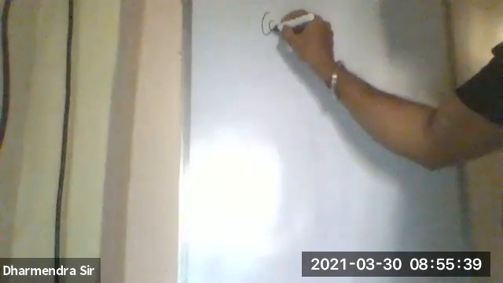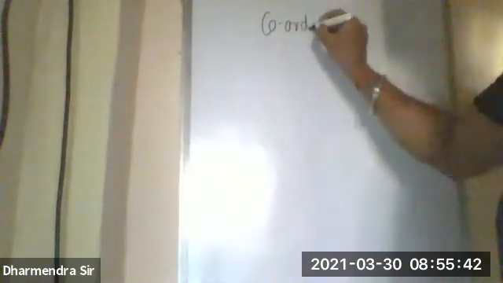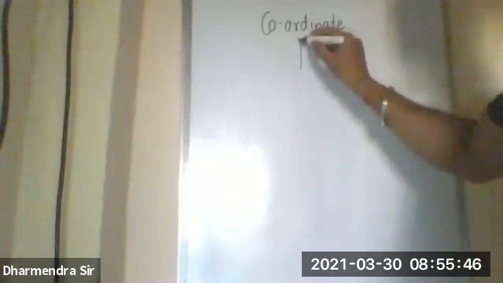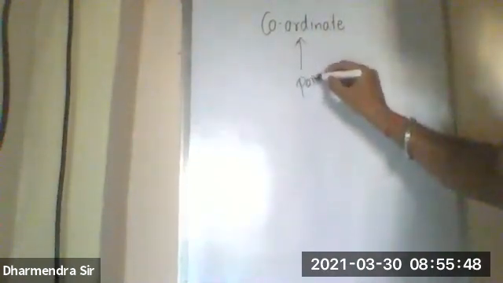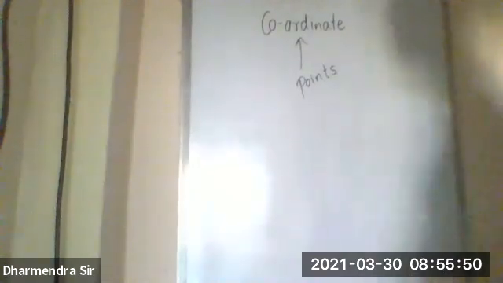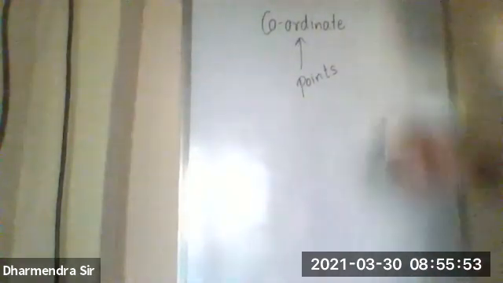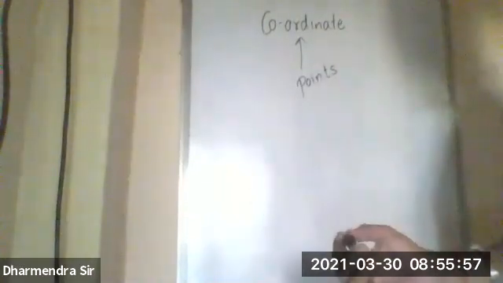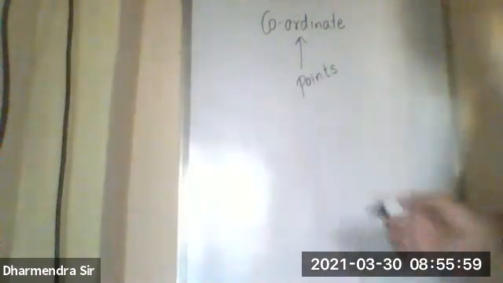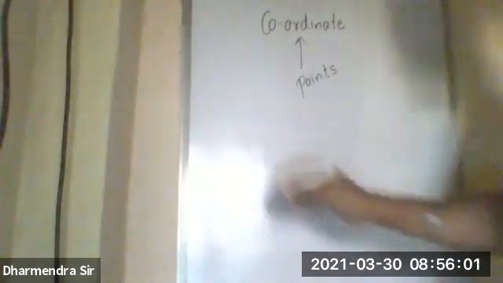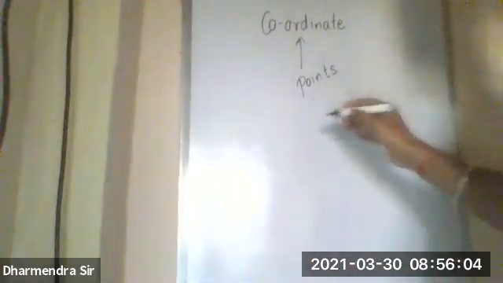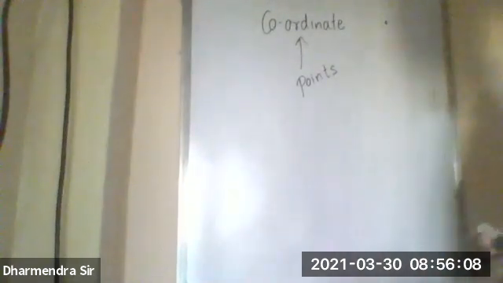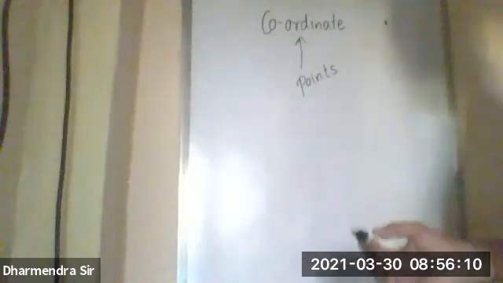What do we mean by coordinate? Coordinate means points, and geometry means seeing the points graphically. Seeing the points graphically in the sense, suppose I ask you, in this plane or on this board, what is the value of this point? Can you recognize it? It is a task in front of us.